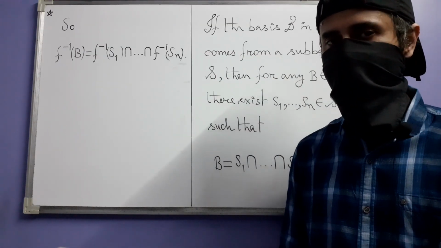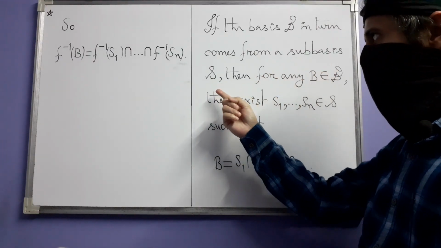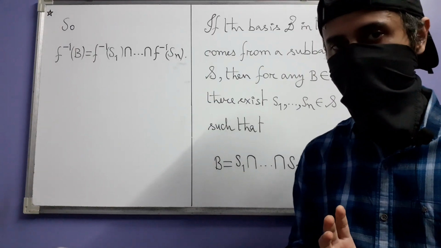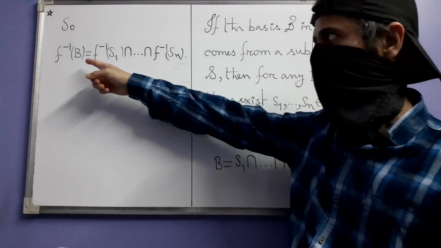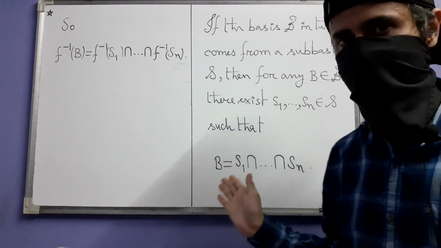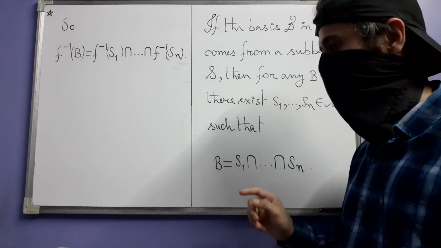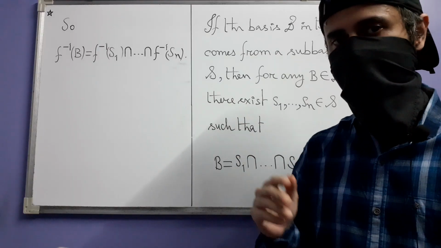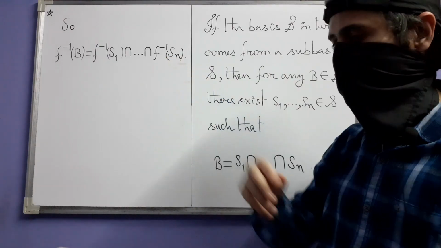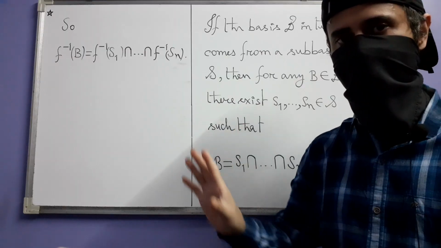And if the basis B itself in turn comes from a subbasis S, then each basis element is a finite intersection of subbasis elements. And so you can write f inverse of B as the intersection of the inverse images of these S_i's under f. So this reduces the task of showing that f is continuous even further. Now you just need to check that inverse images of subbasis elements are open in the domain space. That will prove that f is continuous.